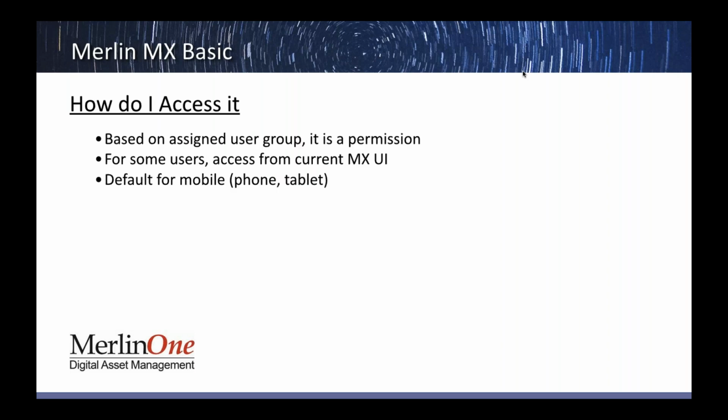How do you access the new UI? Well, it can be based on an assigned user group. Once the new user interface, MX Basic, has been installed on your system, you can either get to it by way of your normal account. It's a permission that will be assigned to you so that when you log in, it's your default UI. Or for some users, you'll be able to access it directly from the current Merlin UI. You'll just say that you'd like to use MX Basic, and it will flip the UI for you.